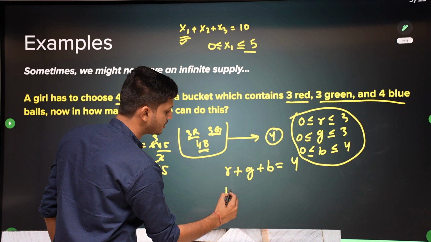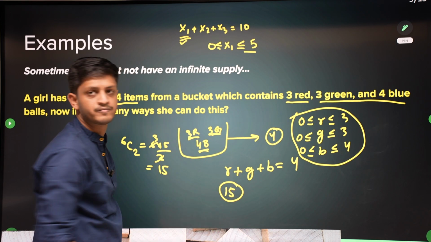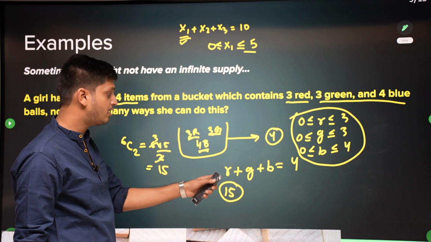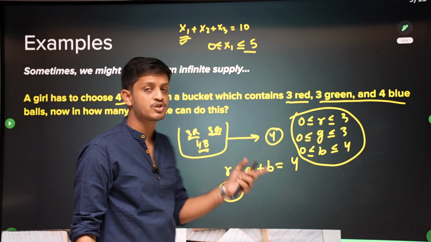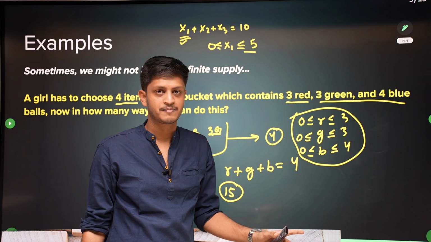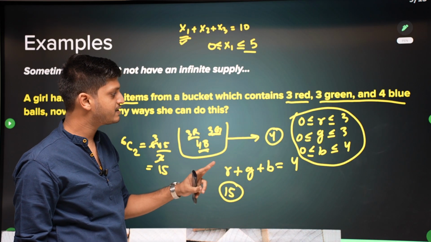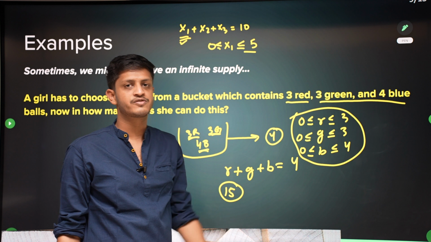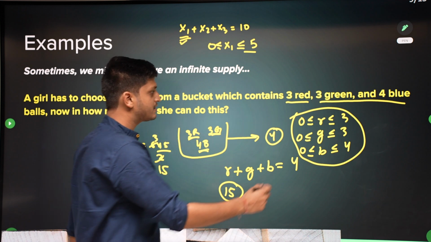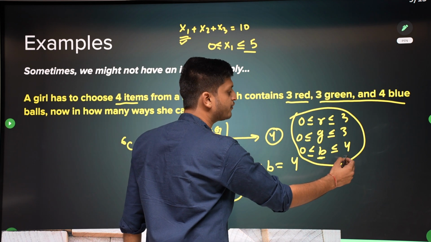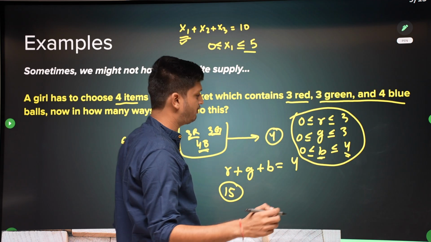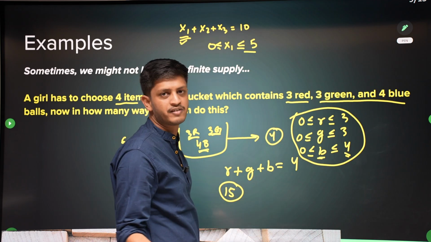There are 15 different solutions to this equation. But we have to eliminate all those choices which violate these conditions. There are only 2 cases in which the condition is not satisfied. Think about it. Since we already have 4 blue balls, we will not need more than 4 balls anyway.